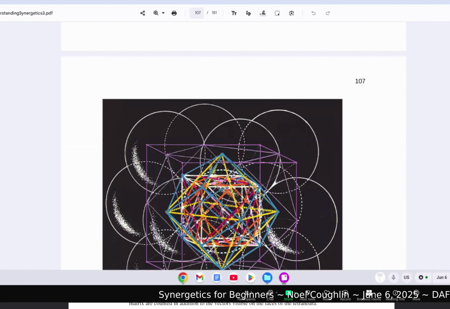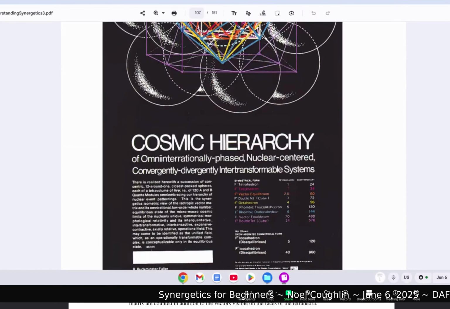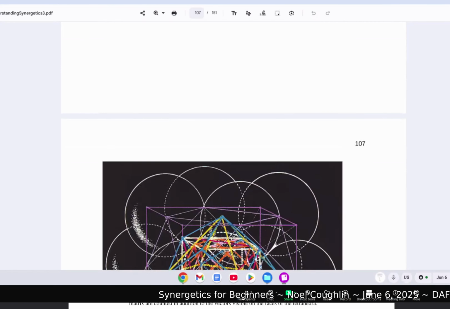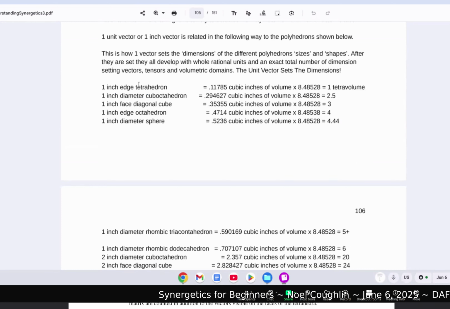See, this is a really kind of a nice picture here. And this shows how when you closest pack unit radius spheres, you get these different sized polyhedrons. Remember how I just showed you that the 1-inch tetrahedron has one volume? In association with that, if you were to take the diameter of the cube octahedron as 1 inch, it has exactly 2.5 tetravolume. And if you were to take a diagonal of the cube of 1 inch, it would have 3 volume.